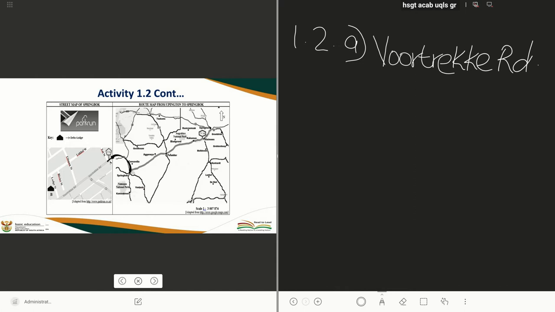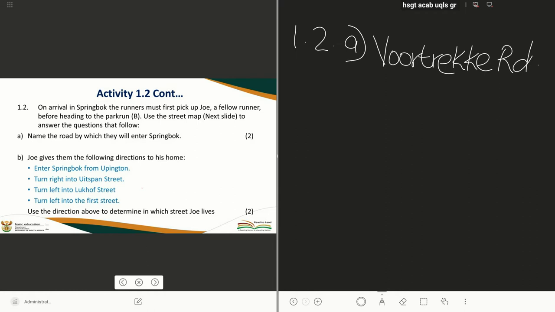And then the second question. Joe gives them the following directions to his home. Girls and boys, once again, when you are going to answer this question, it's very important that you have your highlighter on, because when you use your highlighter, it's going to be easier and quicker for you to get to the answer. Now this person is giving the directions. It's more like they're giving instructions, so we need to follow those instructions. If you have your highlighter on, it becomes very, very easy.